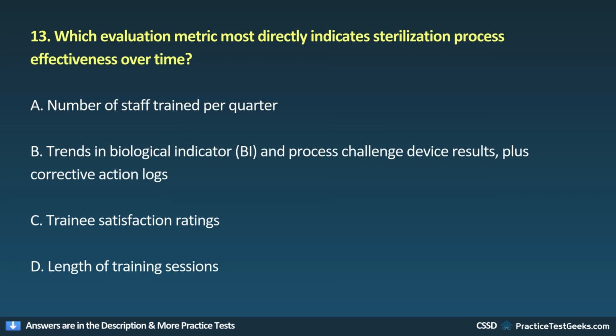13. Which evaluation metric most directly indicates sterilization process effectiveness over time? A. Number of staff trained per quarter. B. Trends in biological indicator (BI) and process challenge device results, plus corrective action logs. C. Trainee satisfaction ratings. D. Length of training sessions.